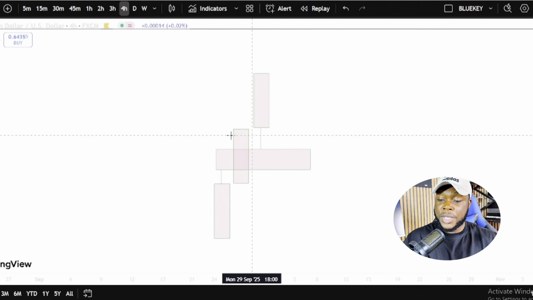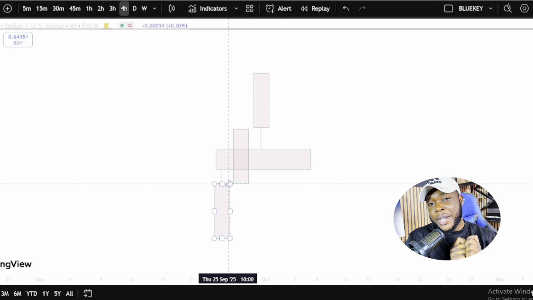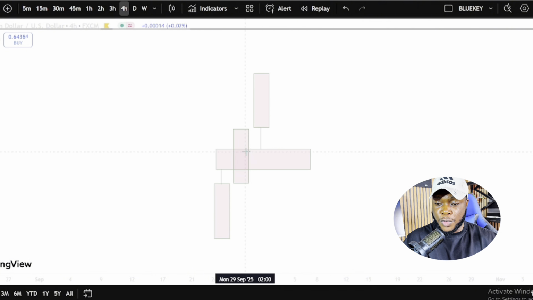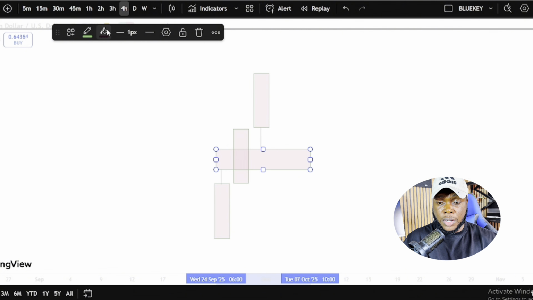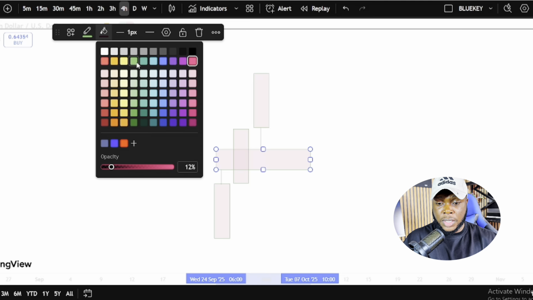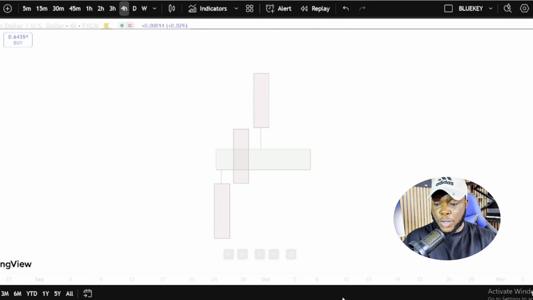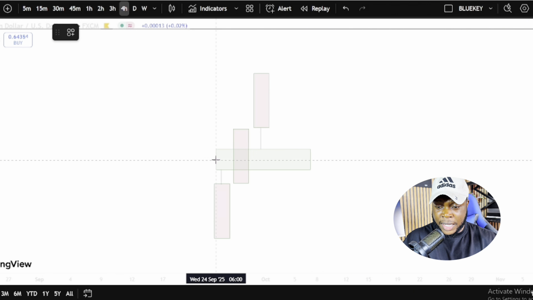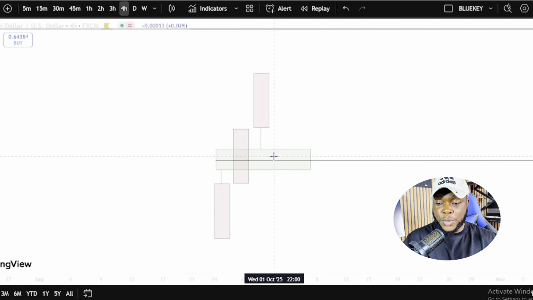Now, the most important thing here is to get that sniper entry, that specific entry you're looking out for. Imagine this is the zone. So let me fill this with a different color. Let me fill this up with, let's say, green. So what you're looking at here is 50% of this entire zone. That is usually where we get those sniper entries from.